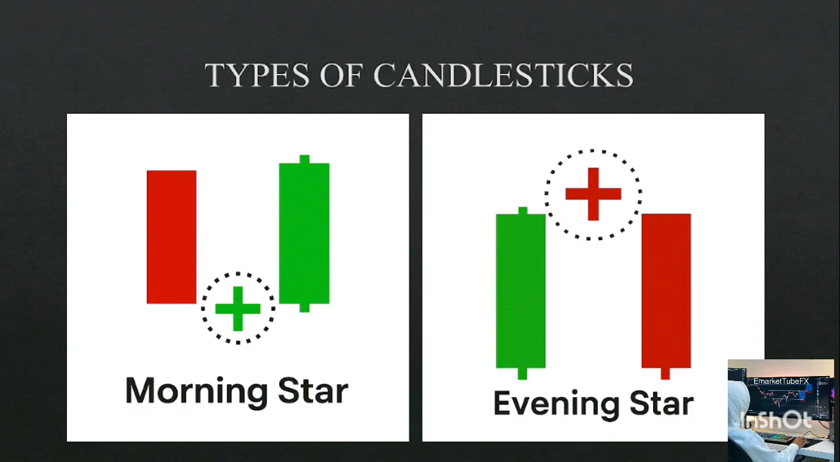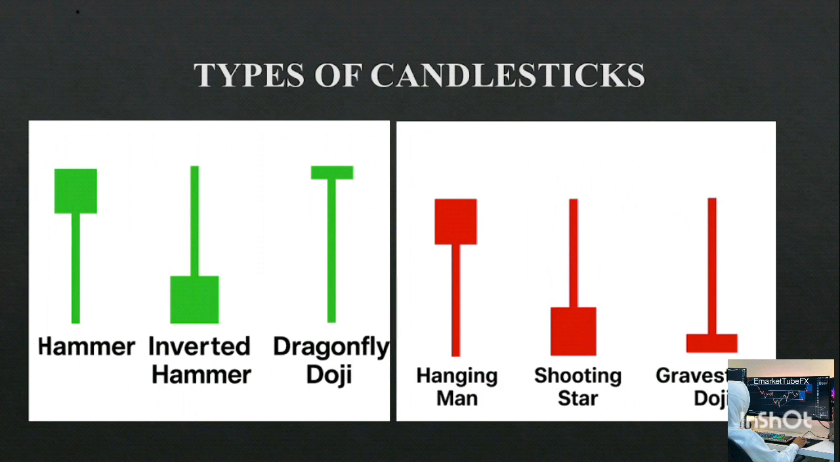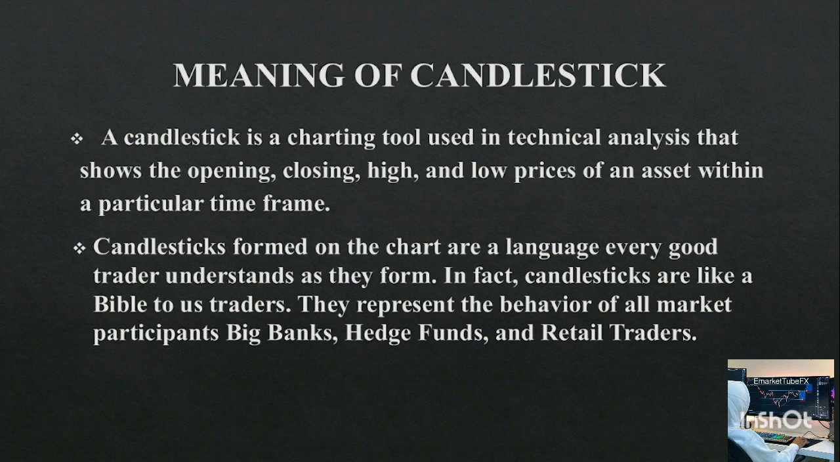So these are the types of candlesticks that I want you guys to take note of. So today we've looked at the meaning of candlesticks. When you talk about candlesticks, what is it? We traders use candlesticks for our technical analysis, and it shows the opening, the closing, the high and low price of an asset within a particular time frame. That is what we looked at.